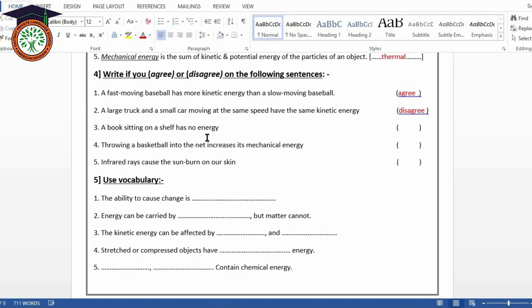Number 3, a book sitting on a shelf has no energy. We said before that any object sitting in a place, on a shelf, on the floor, whatever, has an energy and we call it the potential energy, the stored energy. So I disagree.